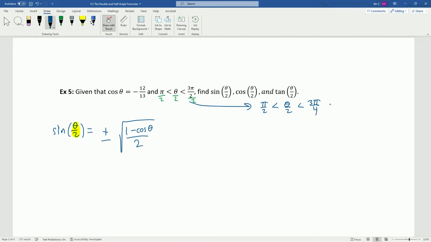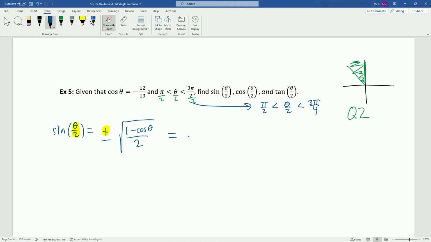Well, that's the second quadrant. If you're not totally sure, you can always sketch it out and say, okay, well 3 pi over 4 is there, pi over 2 is here. So we're looking at the angles between these. Well, that's certainly in quadrant 2. So now that we know that it's in quadrant 2, that tells us that sine of theta over 2 is going to be positive here.